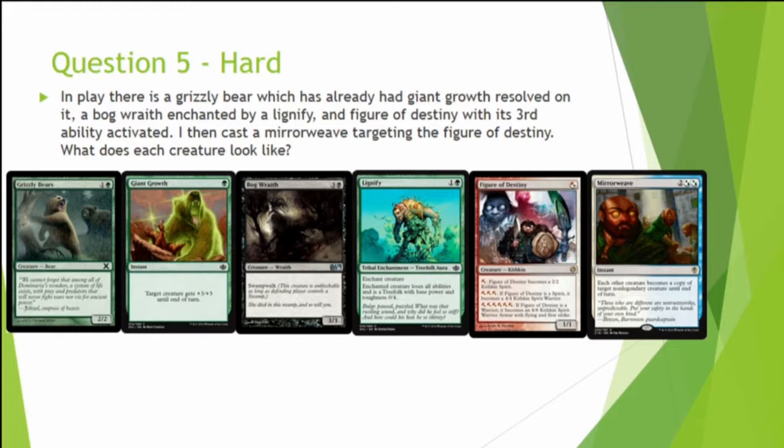Okay, in play you've got a Grizzly Bear, which has already had Giant Growth resolved on it, a Bog Wraith enchanted with Lignify, and a Figure of Destiny with its third ability activated. I then cast Mirror Weave, targeting the Figure of Destiny. What does each creature look like?